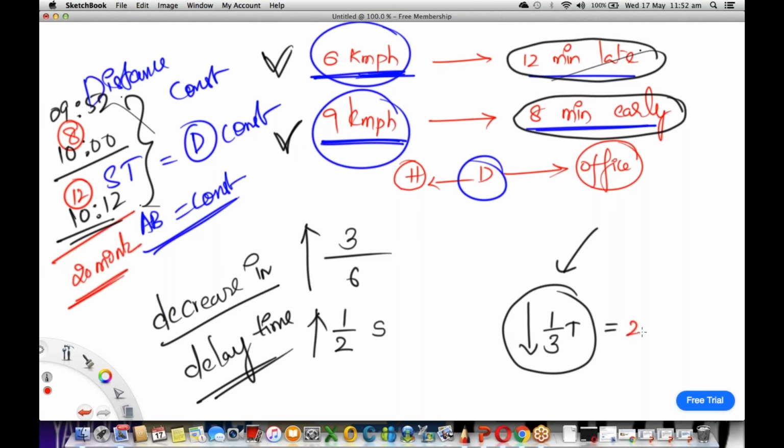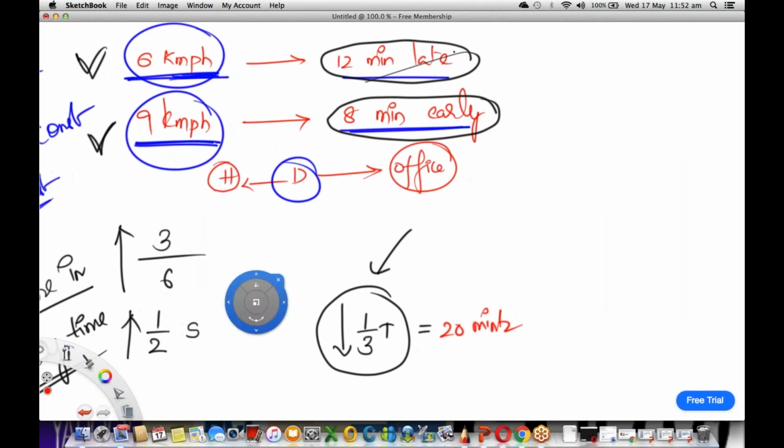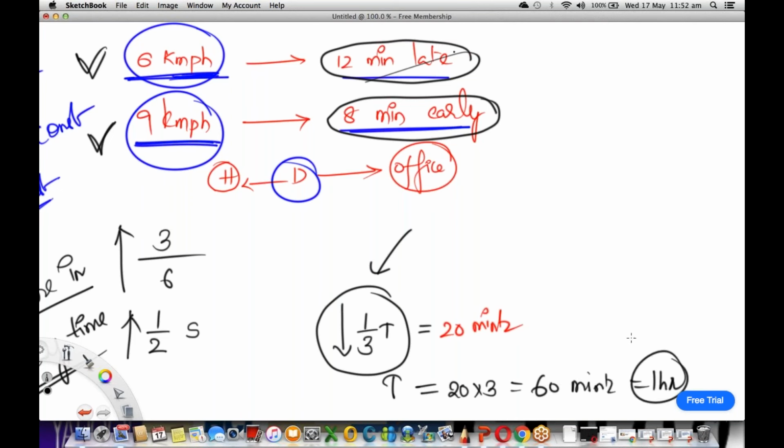So my problem is over, because I came to know that 1 by 3 decrease in the time is equal to 20 minutes. So if you have that value as 20 minutes, what is time taken from this data? Time taken will be 20 times 3. What is 20 into 3? 20 into 3 is nothing but 60 minutes. What is 60 minutes? Can I take it as 1 hour? Yes. So I have the time taken as 1 hour.